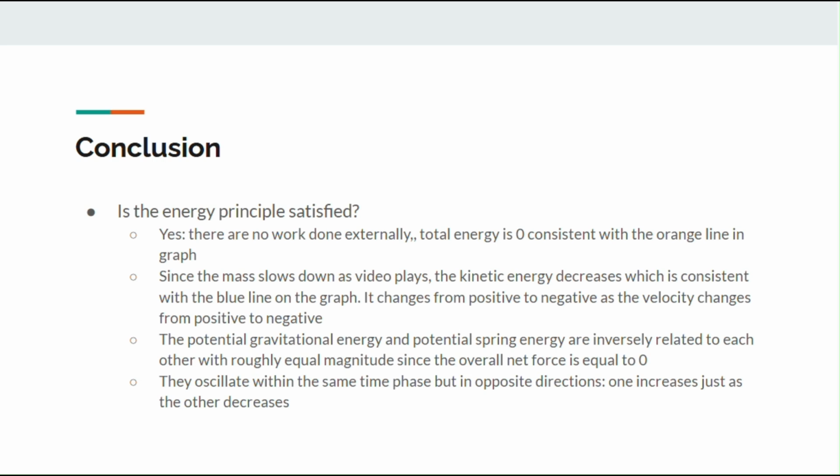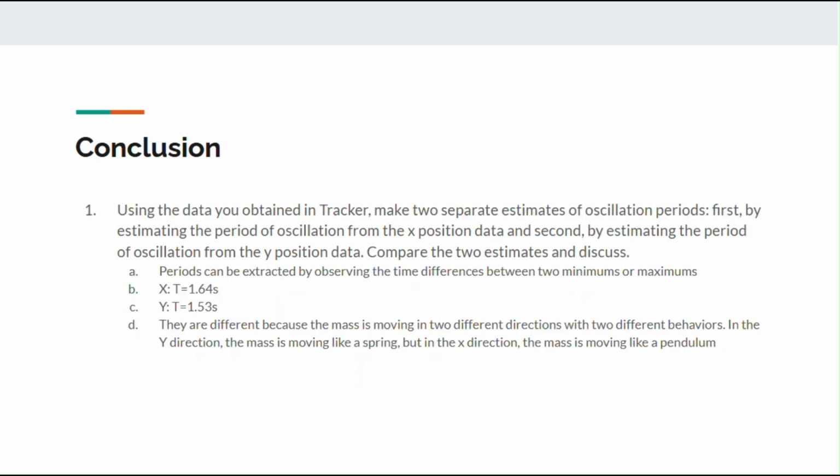Conclusion. Is the energy principle satisfied? Yes. There is no work done externally. The total energy is constant, which is consistent with the orange line in the graph, the total energy being the straight line. Since the mass slows down as the video plays, the kinetic energy decreases, which is consistent with the blue line, the kinetic energy line in the graph, as it changes from positive to negative, as the velocity changes from positive to negative. The gravitational potential energy and spring potential energy are inversely related, and they oscillate within the same time frames but in opposite directions.